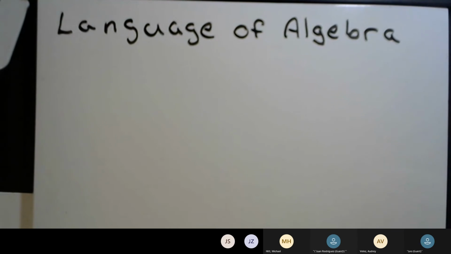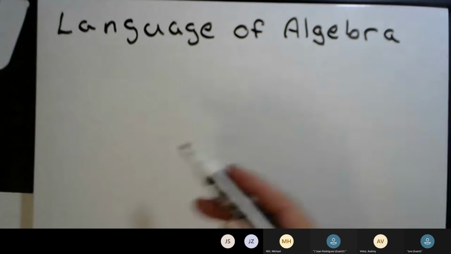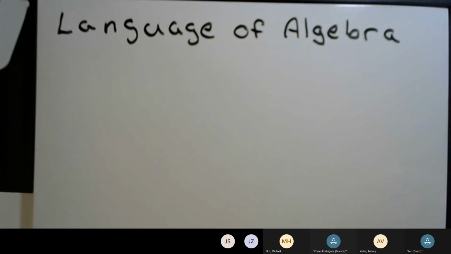So we've got the language of algebra. There are some key words here. The idea is that we could have a sentence, and this is going to be for English sentences. If you're using English, there are certain words that tip off when you use certain mathematical operations.